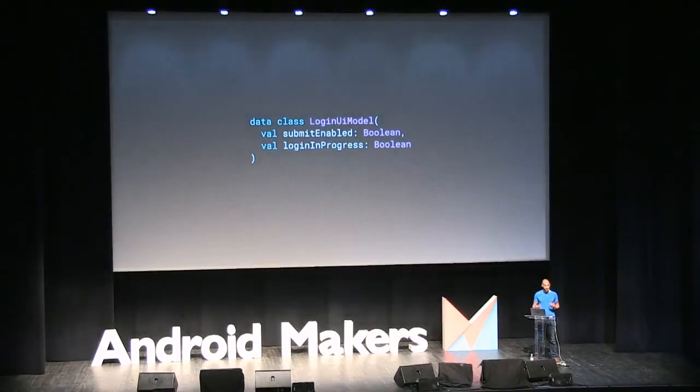What might the UI model for this interaction look like? We can model it pretty simply, where we have a very simple data class, which has a couple of booleans representing our state.